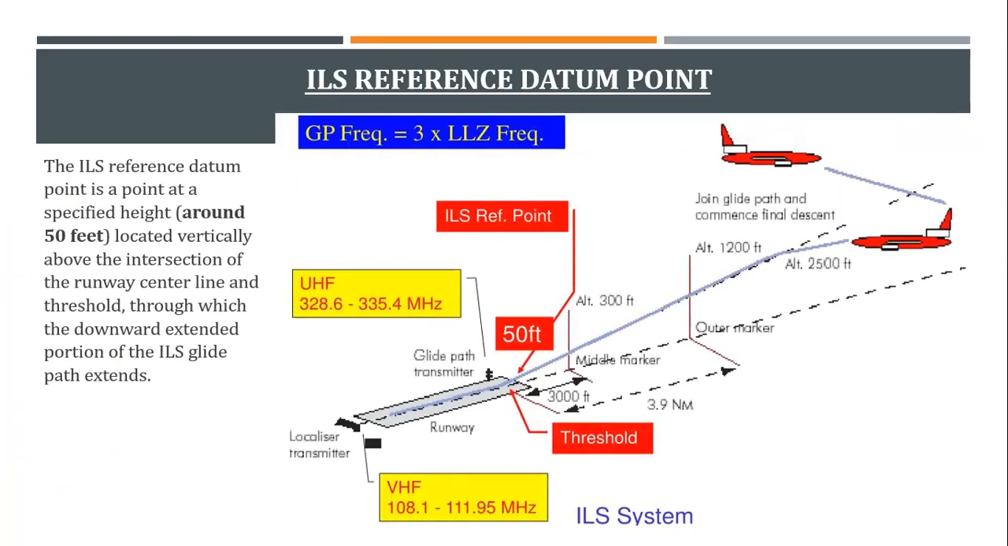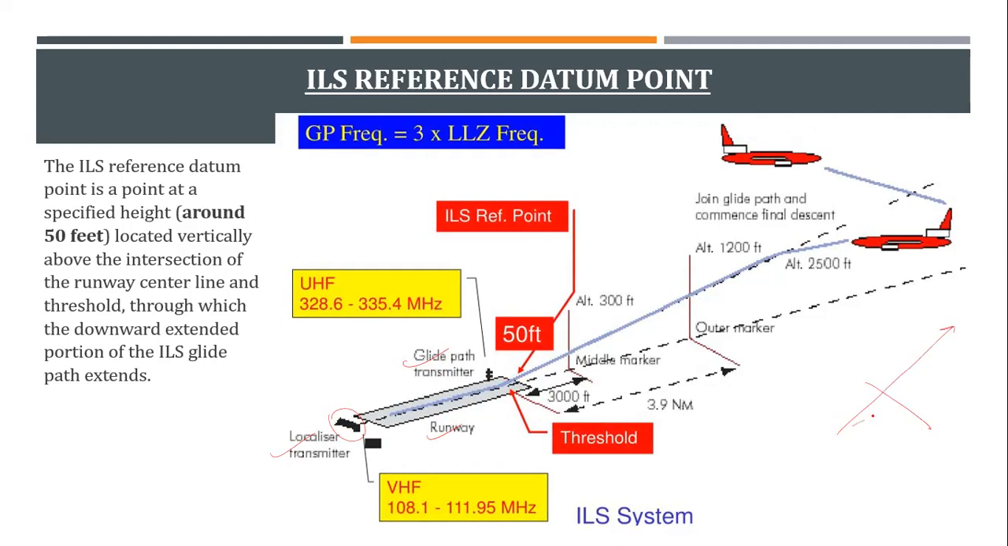ILS reference datum point. Now this is simple, related to the threshold. If you see, this is my runway. This is my localizer, runway, glide path. So this is the threshold. Let's draw it like this. This is my threshold. And how is the glide path? It will be like this.